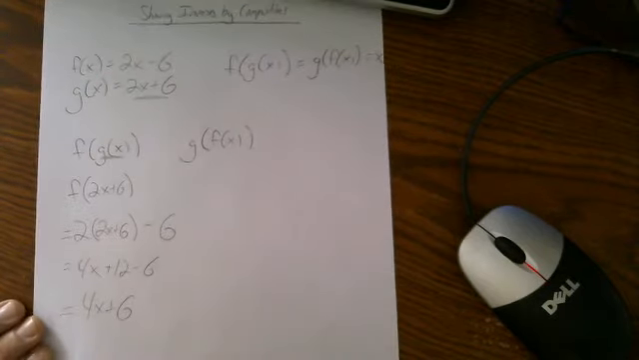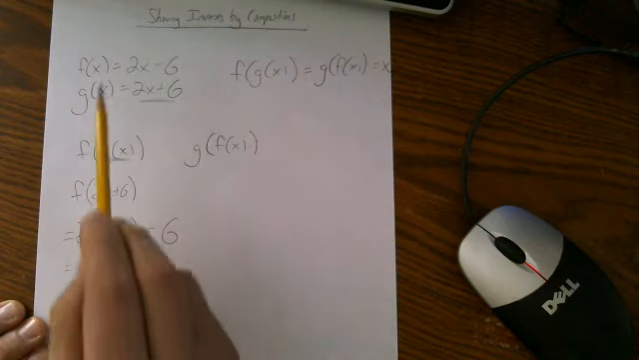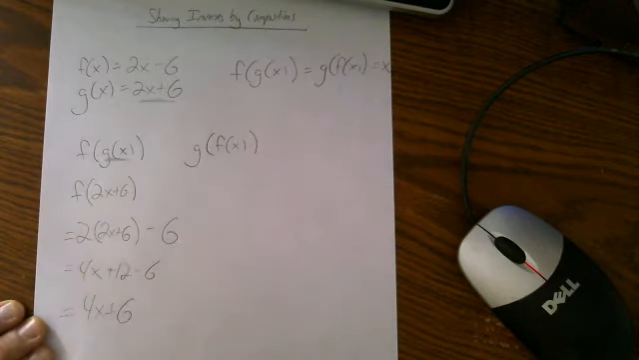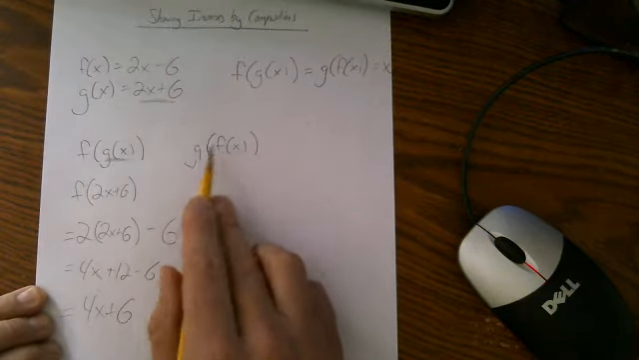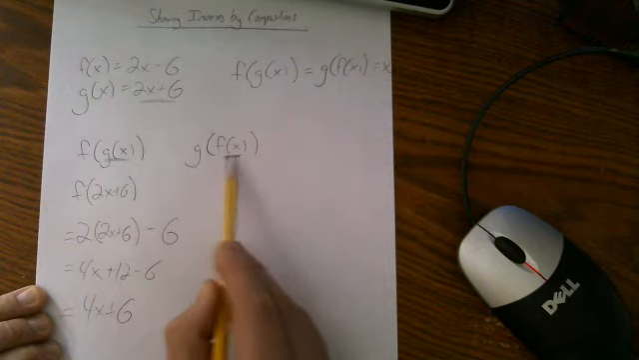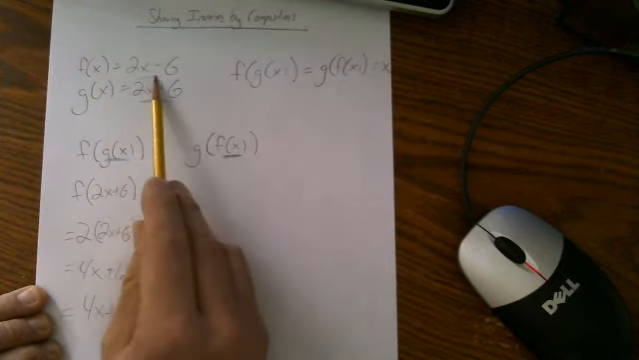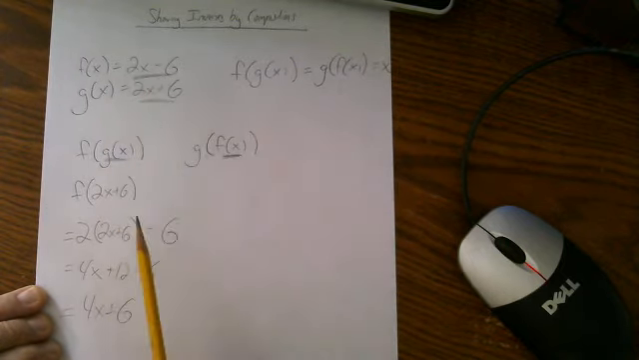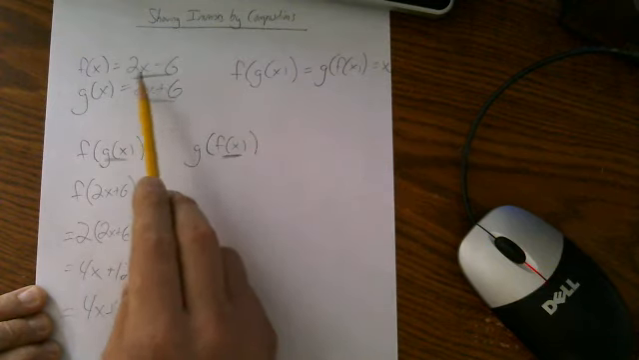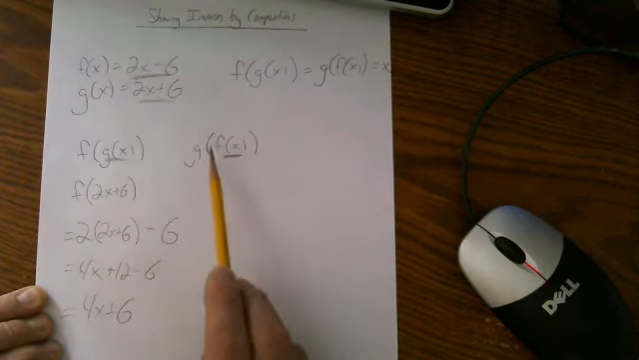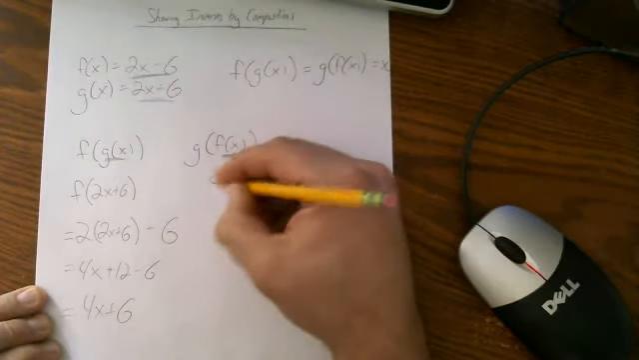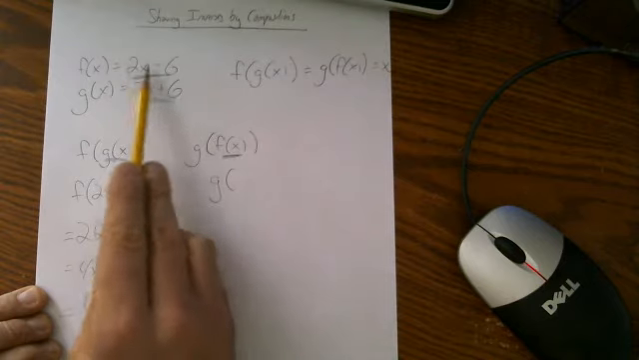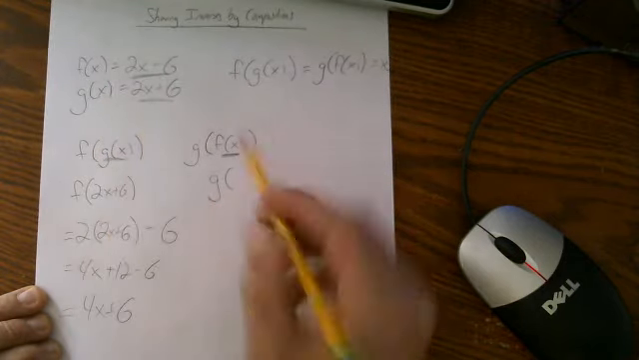4x plus 6. So now what that's telling me is that f and g are not inverses because I didn't get x. Let's evaluate in the other direction. G of f of x is asking you to plug f into g. So here's f of x. Let's plug f of x's equivalent, 2x minus 6, into the innermost parentheses. So really we want g of whatever f of x is equal to, 2x minus 6.